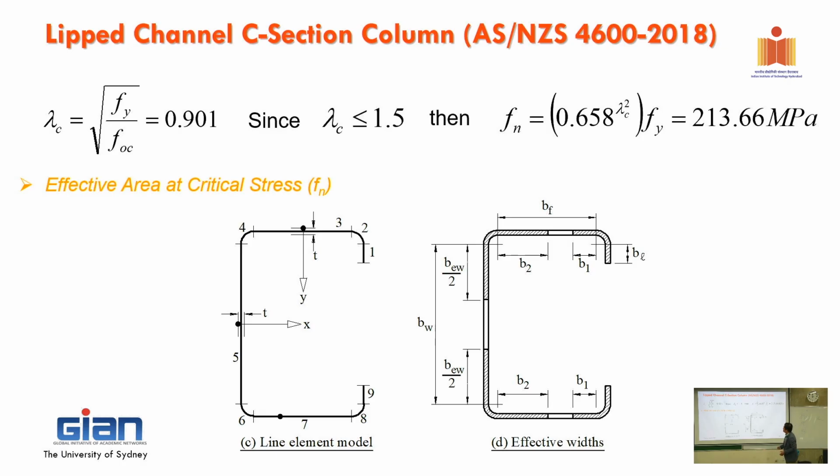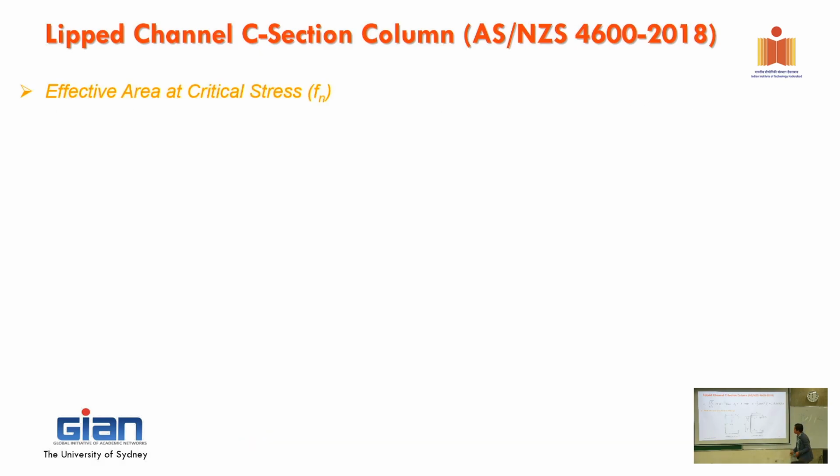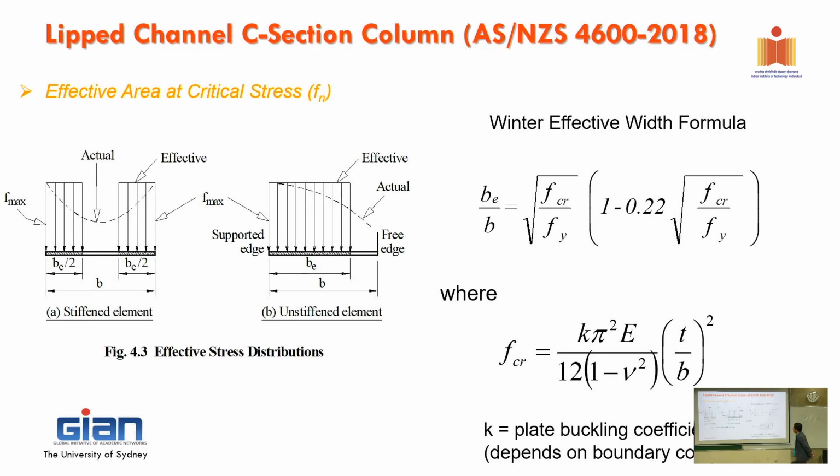Right, so as I said before, we need to break our section into a number of elements. So the elements are the lip, flange, web, and the corner. And then we just calculate step by step each of them. And then at the end, you're going to have all the numbers here. And then you can calculate AE, the effective area. Okay? Right, so effective width.